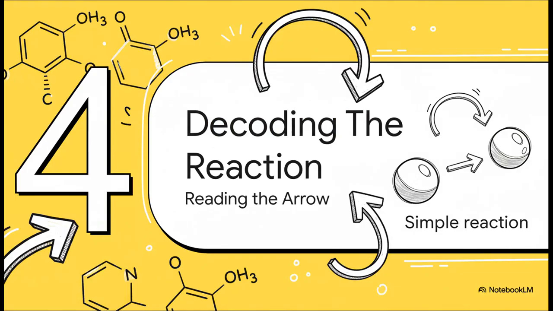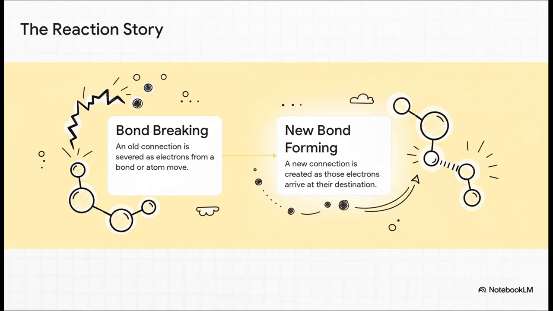Okay, theory's great, but let's put this powerful tool to work. We're actually going to decode a simple reaction and see how you can read the story that the curly arrow is telling us. All right, so look at this reaction here. Don't even worry about the fancy names for now. Seriously, just follow the arrow. That's all you need to do. It's telling you a story. It's showing you that an old connection is breaking and a new one is being made. It's our visual guide to the action.